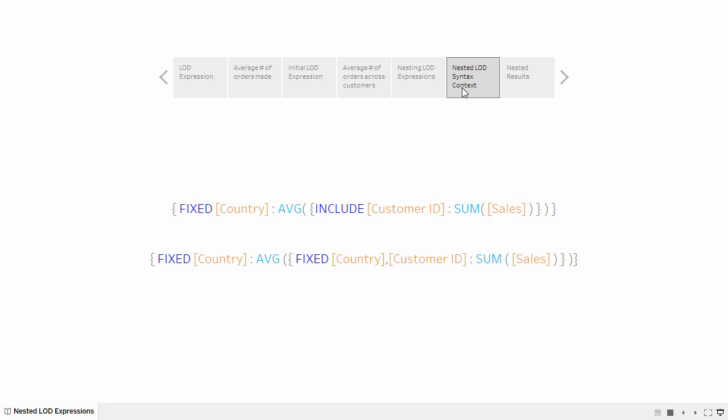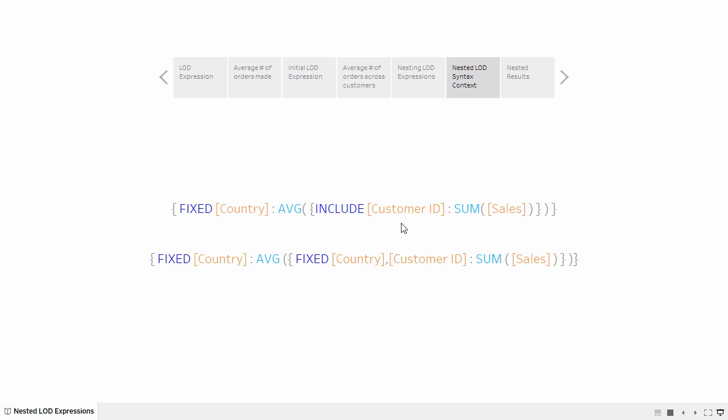Let's leave that example and break down the idea of context for a nested LOD expression. Nested calculations inherit their dimensionality from the outer calculation. That is to say, the context for an inner calculation is defined by its parent, not the sheet. Here, we have two nested expressions, both of which would yield the same result. Why? Because the nested expression in the first example inherits its dimensionality from the outer calculation.